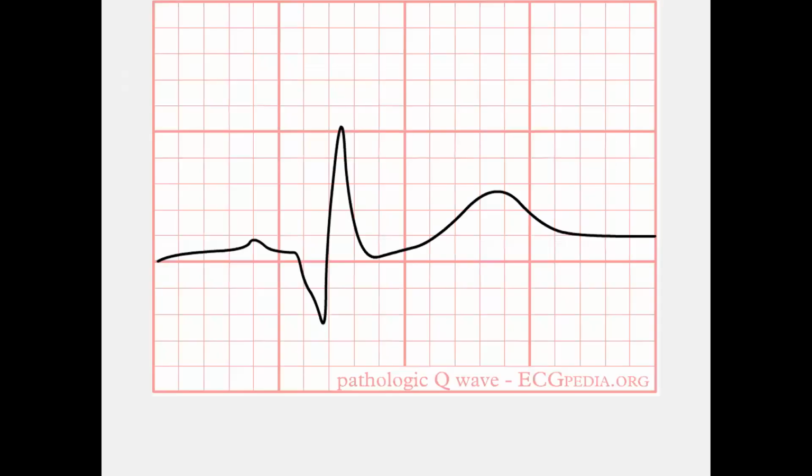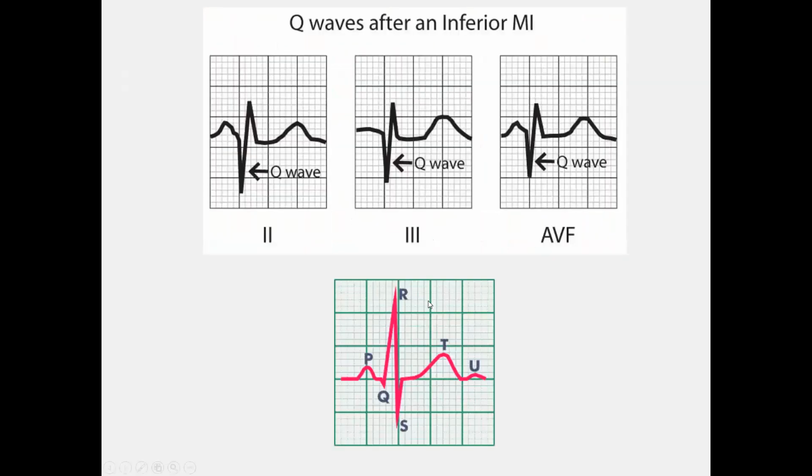So here you see a pathologic Q wave. It's more than 2 little boxes. They're going to have this for the rest of their life. It's irreversible. It indicates dead tissue. So here we have somebody that has a Q wave in leads 2, 3, and aVF. What does that mean? That the inferior portion of their heart is dead. So that muscle is not moving the way that it's supposed to move.